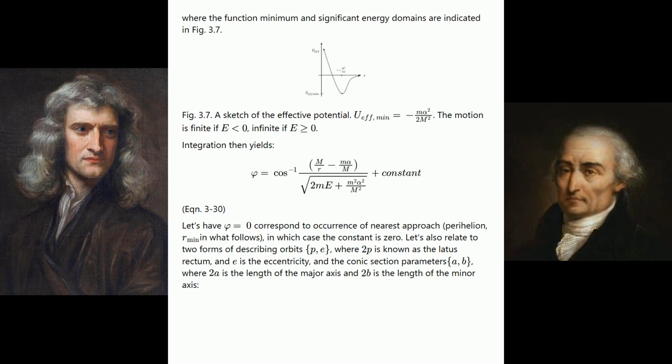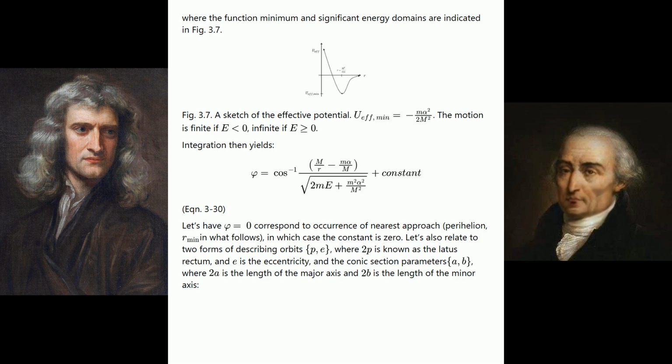The function minimum and significant energy domains are indicated in Figure 3.7. Figure 3.7: a sketch of the effective potential. U sub eff of r min equals minus m alpha squared over 2 M squared. The motion is finite if E is less than 0, infinite if E is greater than or equal to 0. Integration then yields, see equation 3-30.